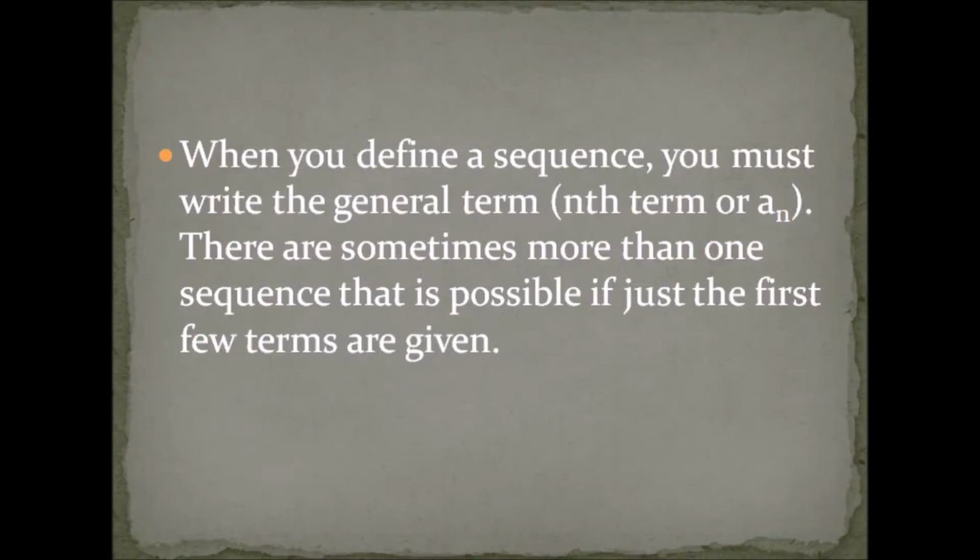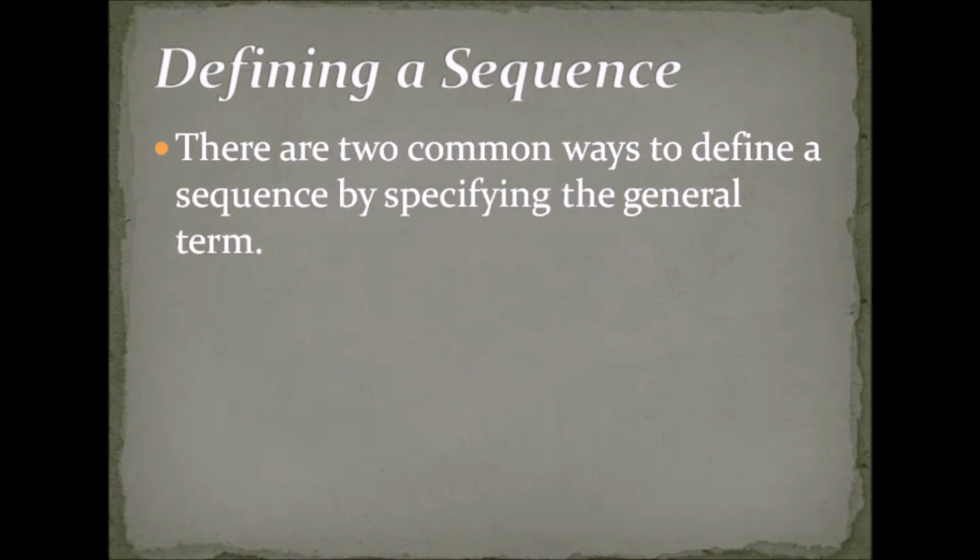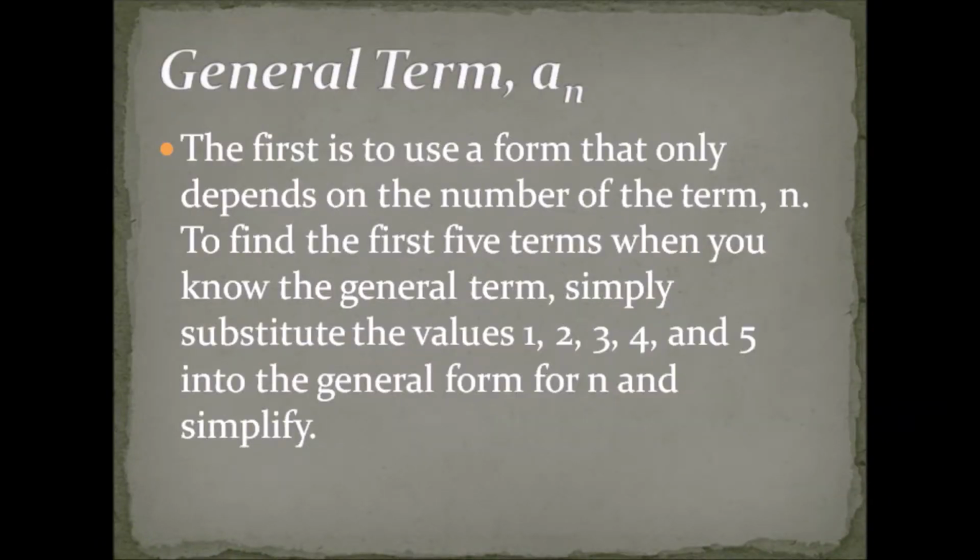When you define a sequence, you must write the general term, the nth term, or e sub n. There are sometimes more than one sequence that is possible if just the first few terms are given. Defining a sequence: there are two common ways to define a sequence. By specifying the general term, the first is to use a form that only depends on the number of the term, n.